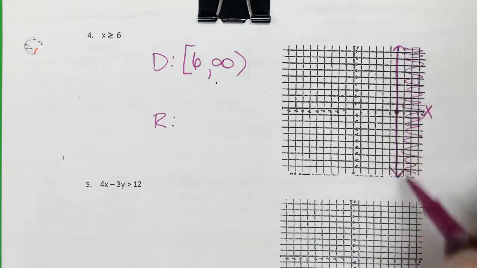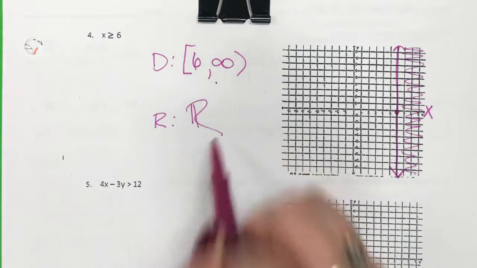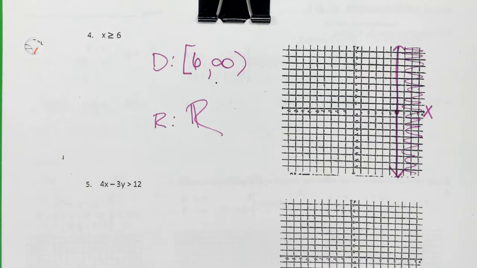What about range? Bottom to top. All real numbers. There you go. If you don't like all real numbers, you can write negative infinity to positive infinity, okay?